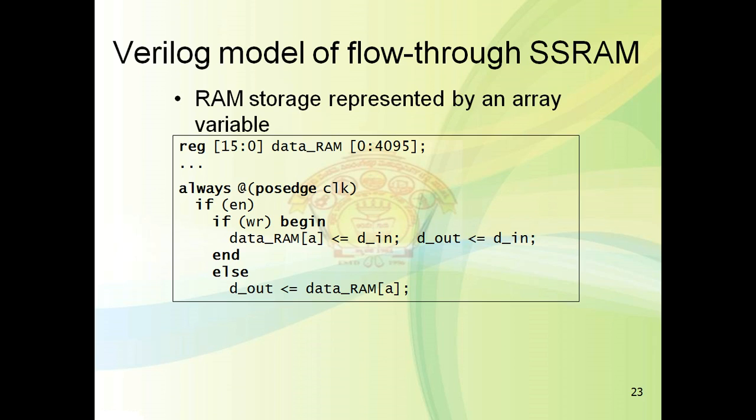How to generate a Verilog model for the flow through SRAM. The RAM storage is represented by an array variable. Declare an array variable with an index corresponding to its location in the memory.